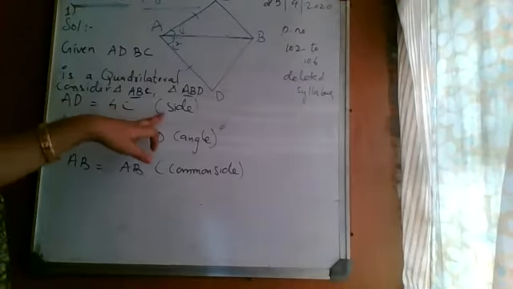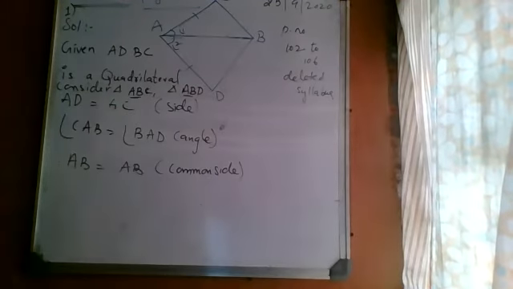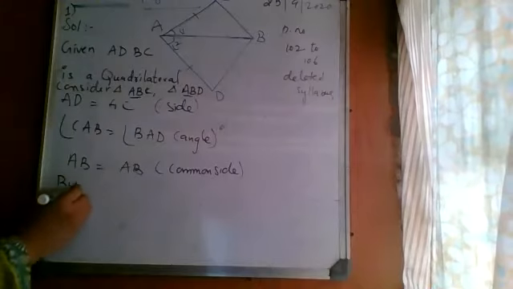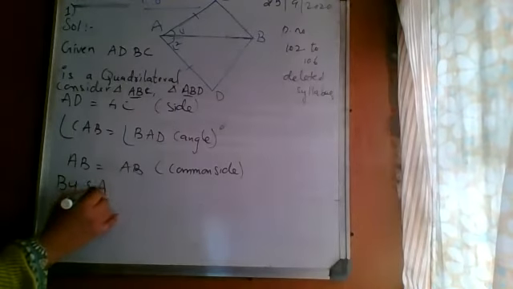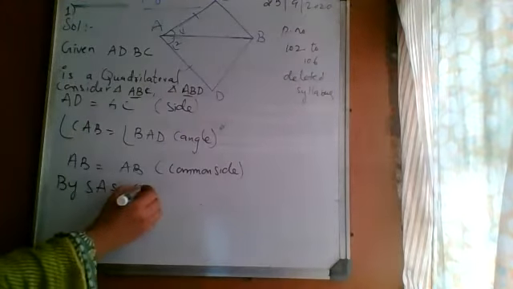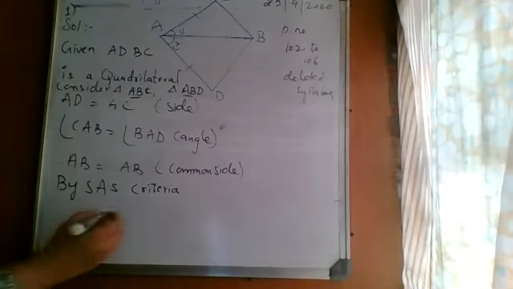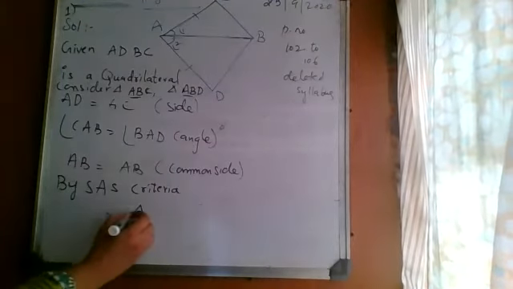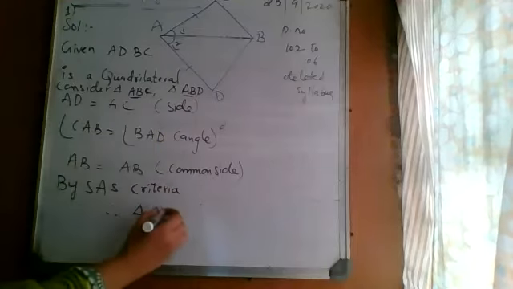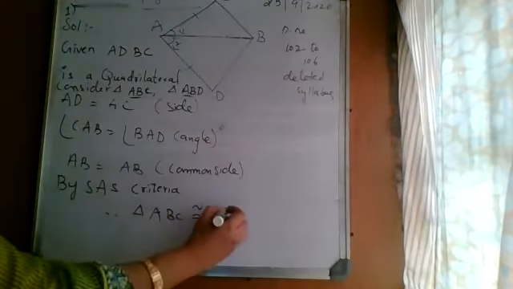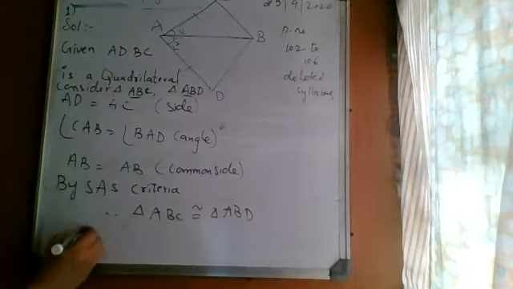Okay, so we got one side, one angle, and one side equal. Which property? Yes, very good. By SAS criteria. What are these two triangles called? These two triangles are triangle ABC is congruent to triangle ABD.